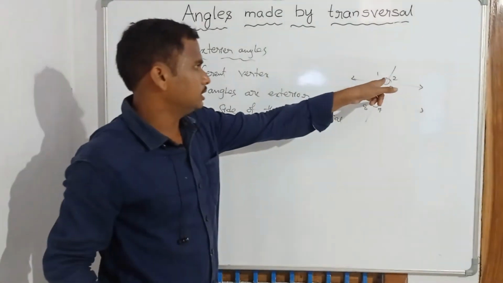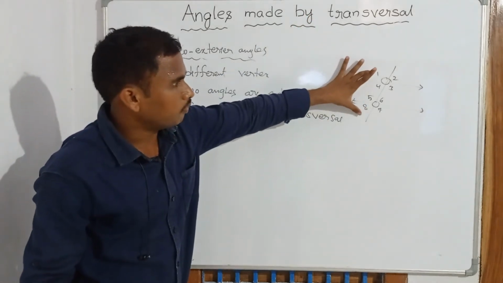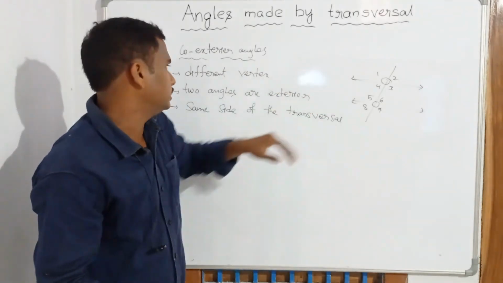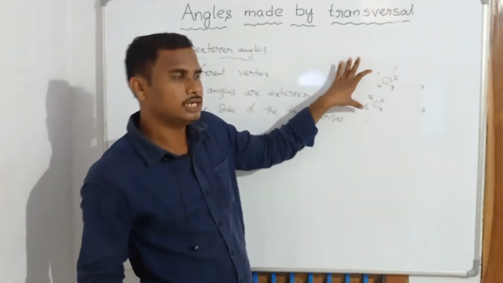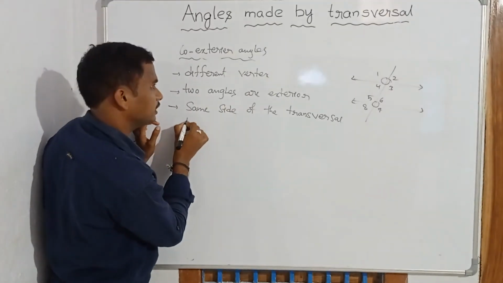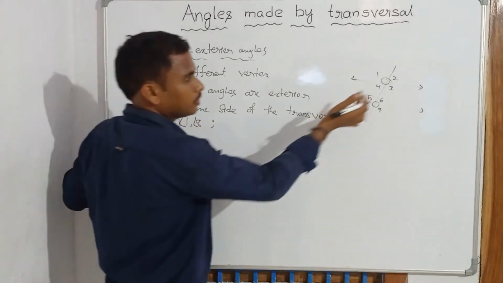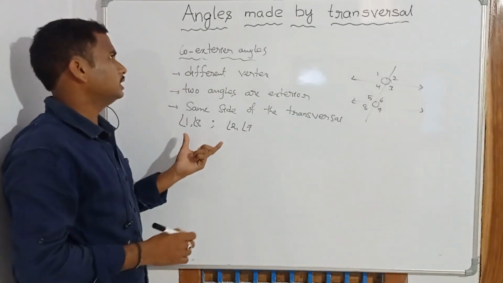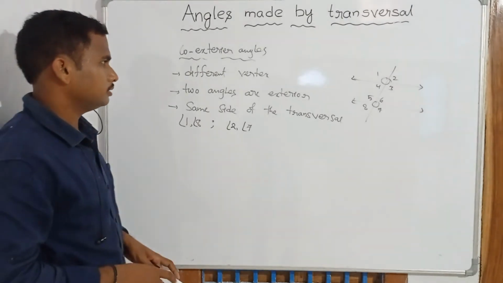These are different vertex. Two angles are exterior. For example, I take 1 and 8. Two angles are exterior angles because they are outside of the two lines. Same side of the transversal line: these two are on the same side of the transversal. That means angle 1 and angle 8. Another one, angle 2 and angle 7. These are co-exterior angles. Okay, take a screenshot.